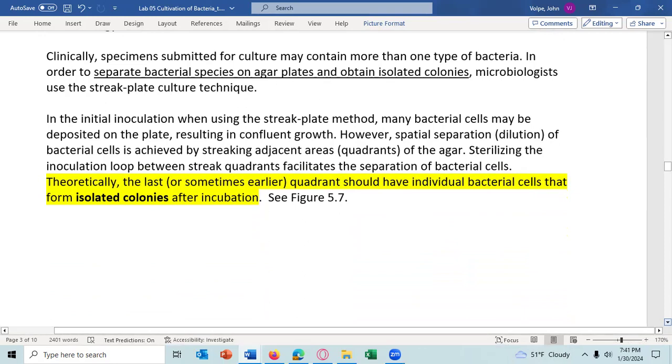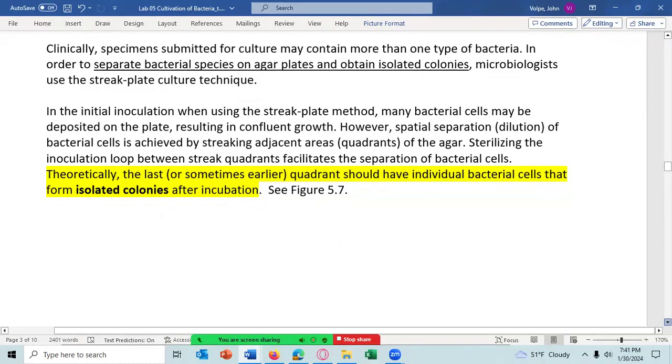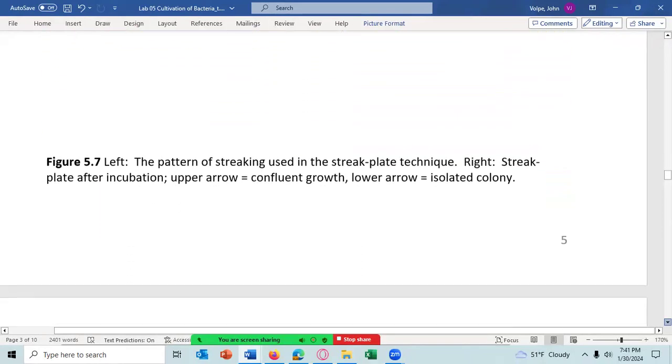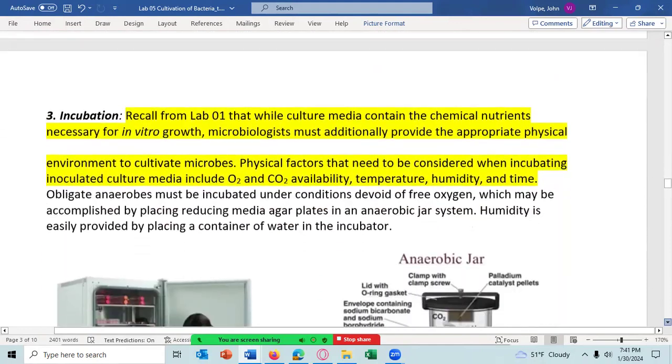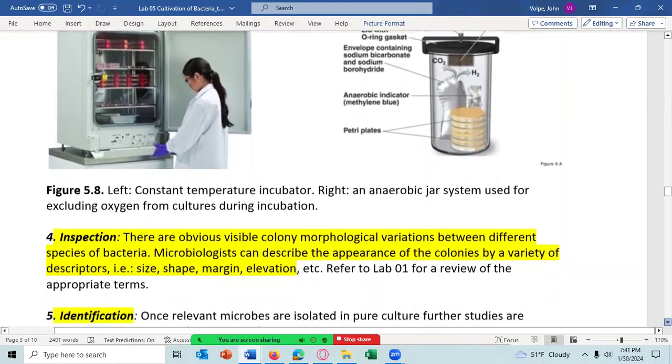All right, theoretically, the last quadrant should have individual bacterial cells that will be plated and then go on to grow isolated colonies after incubation. However, it doesn't have to be the last quadrant. It can be an earlier quadrant. It just depends on how dense the bacteria are when you first start streaking them.